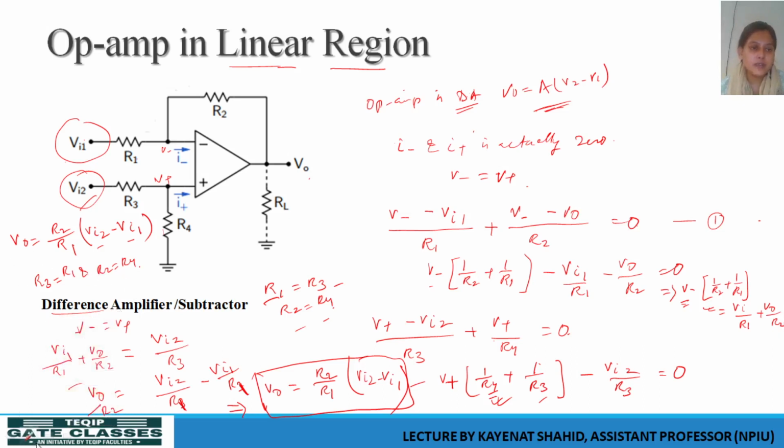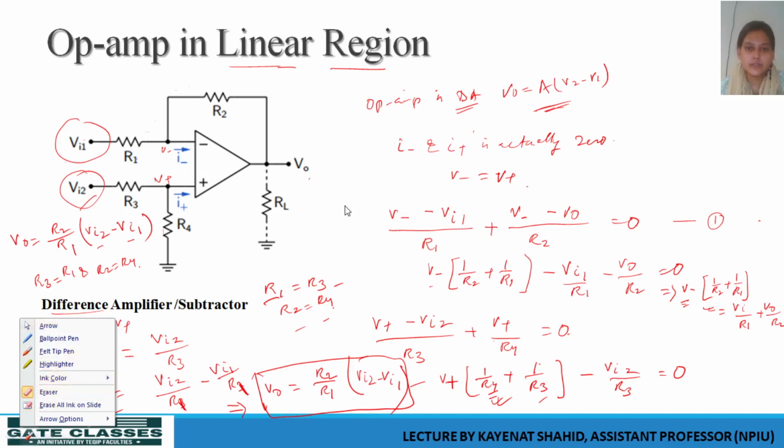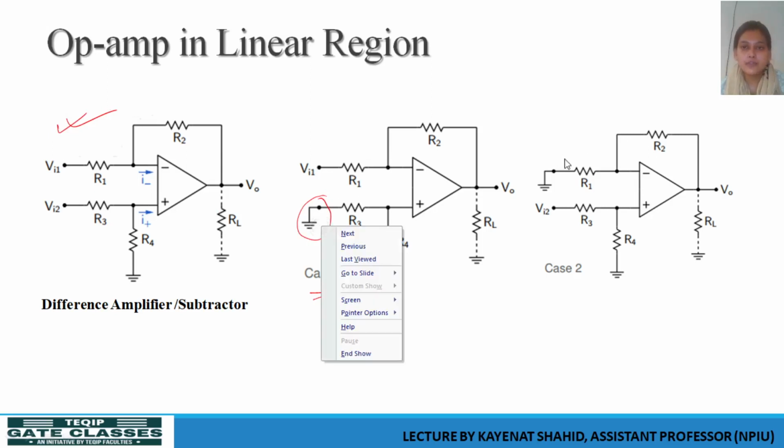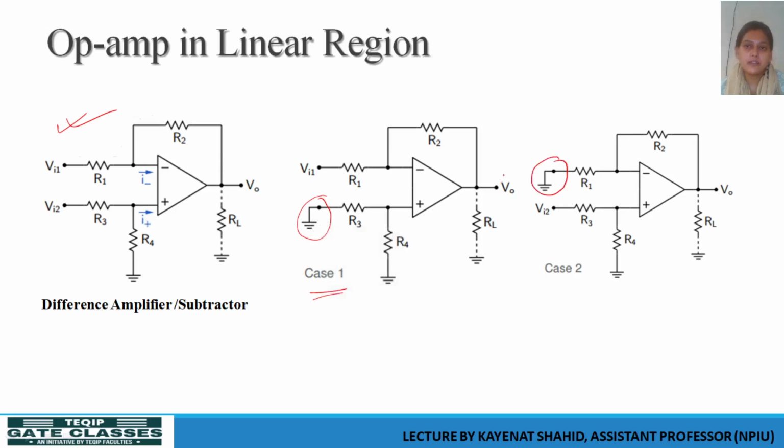So this is the complex way that we solve the equation. If we just go to the superposition rule, it will be much easier to solve. This is our main circuit. If we apply superposition, case 1 will be when we are grounding one input voltage, and case 2 will be when we are grounding this inverting terminal. So for case 1, this works as an inverting amplifier, right?